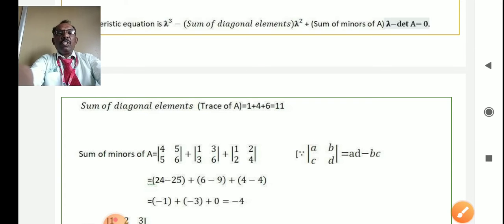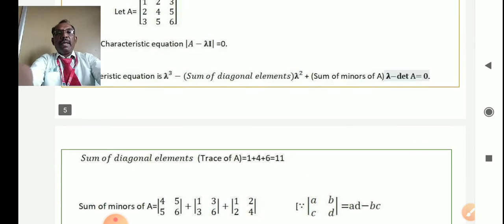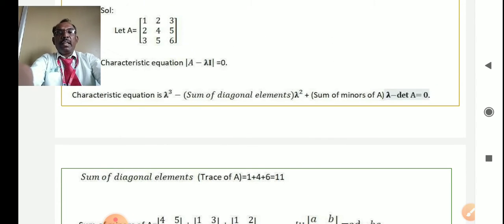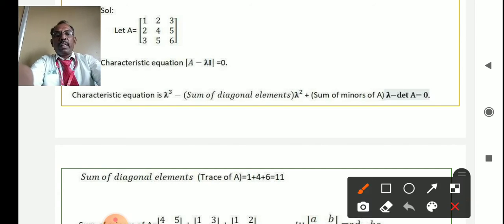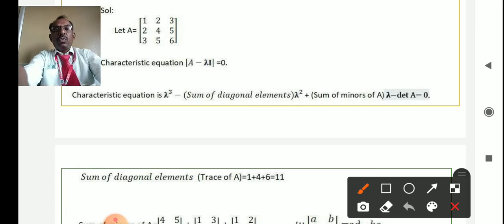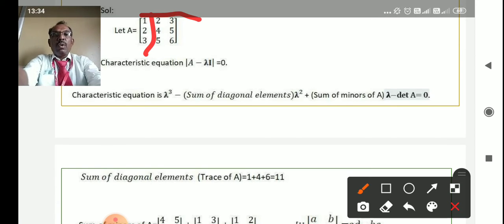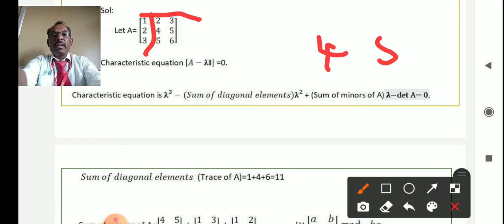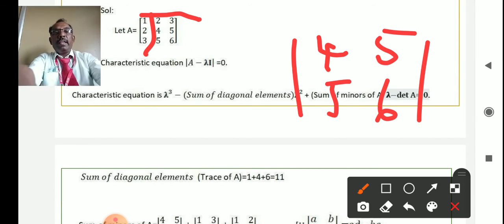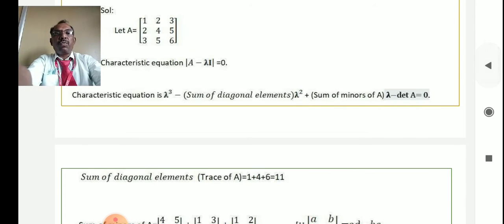Next one is S2. S2 means the sum of minors of main diagonal elements. In the given matrix, the main diagonal elements are 1, 4, 6. First we find the minor of 1. 1 is located in the 1 by 1 cell, so we ignore the first row and first column. The balance is 4, 5, 5, 6, so we take the determinant of 4, 5, 5, 6.